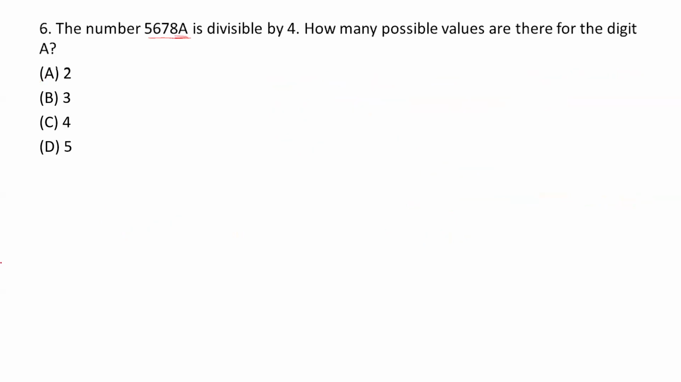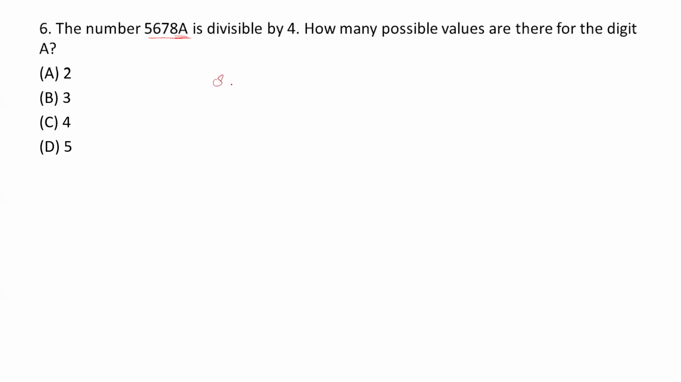Next, this number is divisible by 4. How many possible values are there for the digit A? It is given that this number is divisible by 4, but A is unknown. So you have to figure out how many possible values A can take so that this number is divisible by 4. Again, try to remember the rule for a number to be divisible by 4. The rule is just look at the last two digits. If these last two digits are divisible by 4, that means the number is divisible by 4.